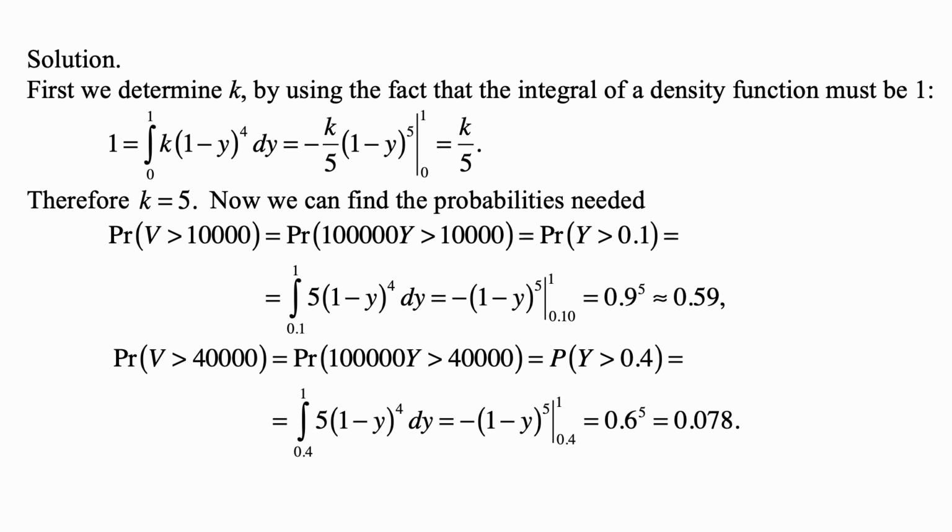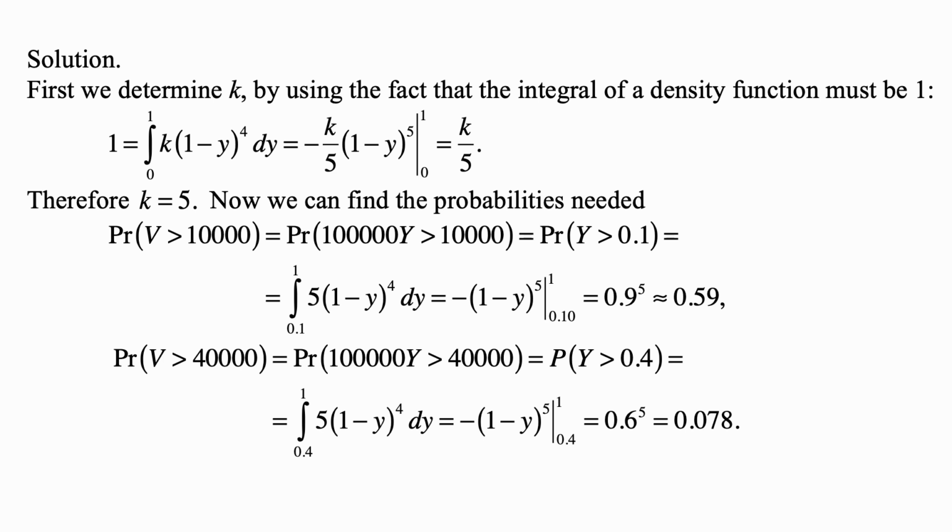We're talking about the probabilities of V being greater than 10,000 and being greater than 40,000 in the conditional probability calculation that we need to do. So let's find these two probabilities. What is the probability that V is more than 10,000? That's the probability that 100,000 Y is more than 10,000. So that's the probability that Y is more than 10,000 divided by 100,000, which is 0.1.